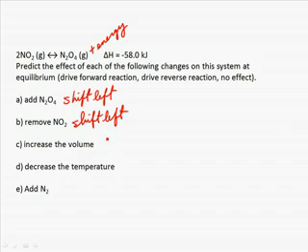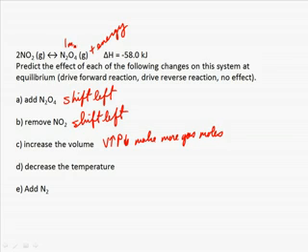If I increase the volume, pressure will decrease, and so then it needs to make more gas molecules. And so I have 1 mole of gas as a product, 2 moles of gas as a reactant, and so it's going to make more reactants, so it's going to shift left.